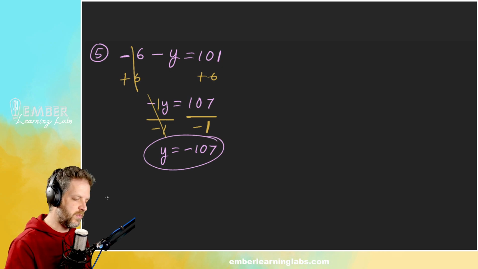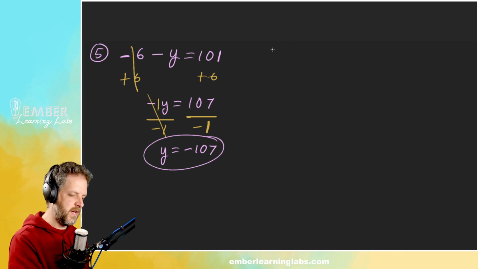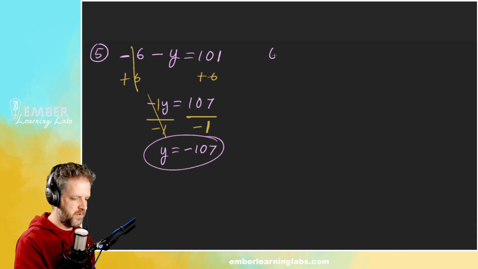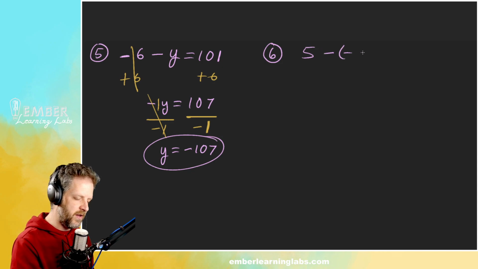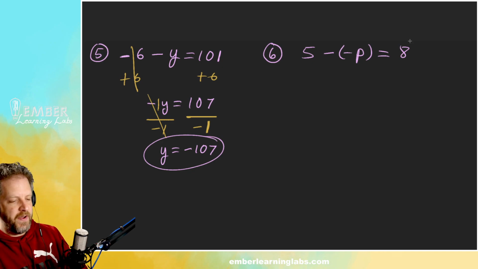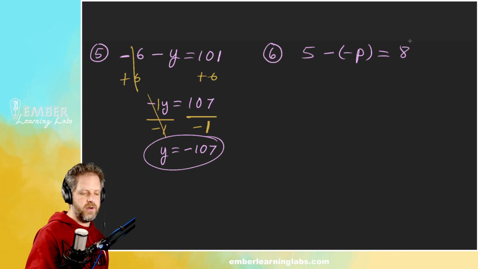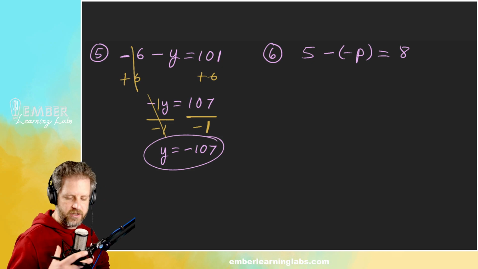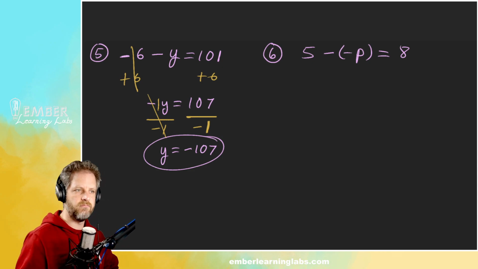All right, let's do one more, and then we'll do some GPs. Let's do 5 minus negative P equals 8. What should we do very first thing before we do anything else? What do we need to do with that minus?